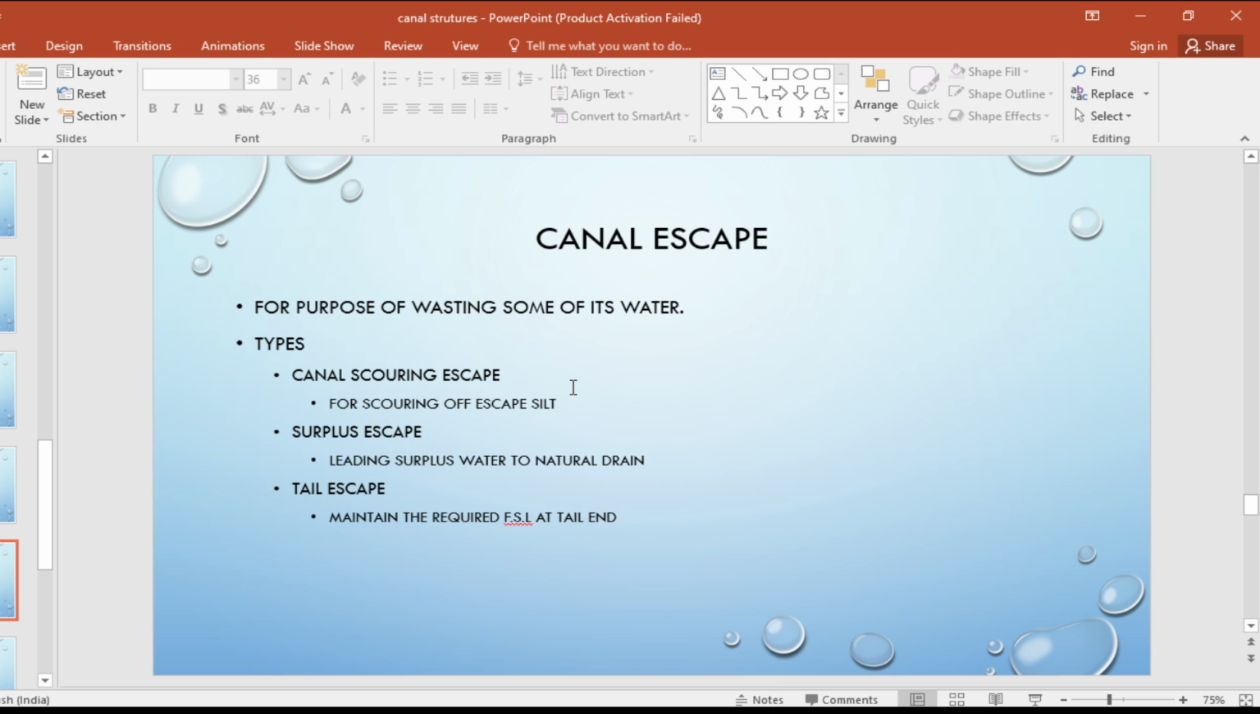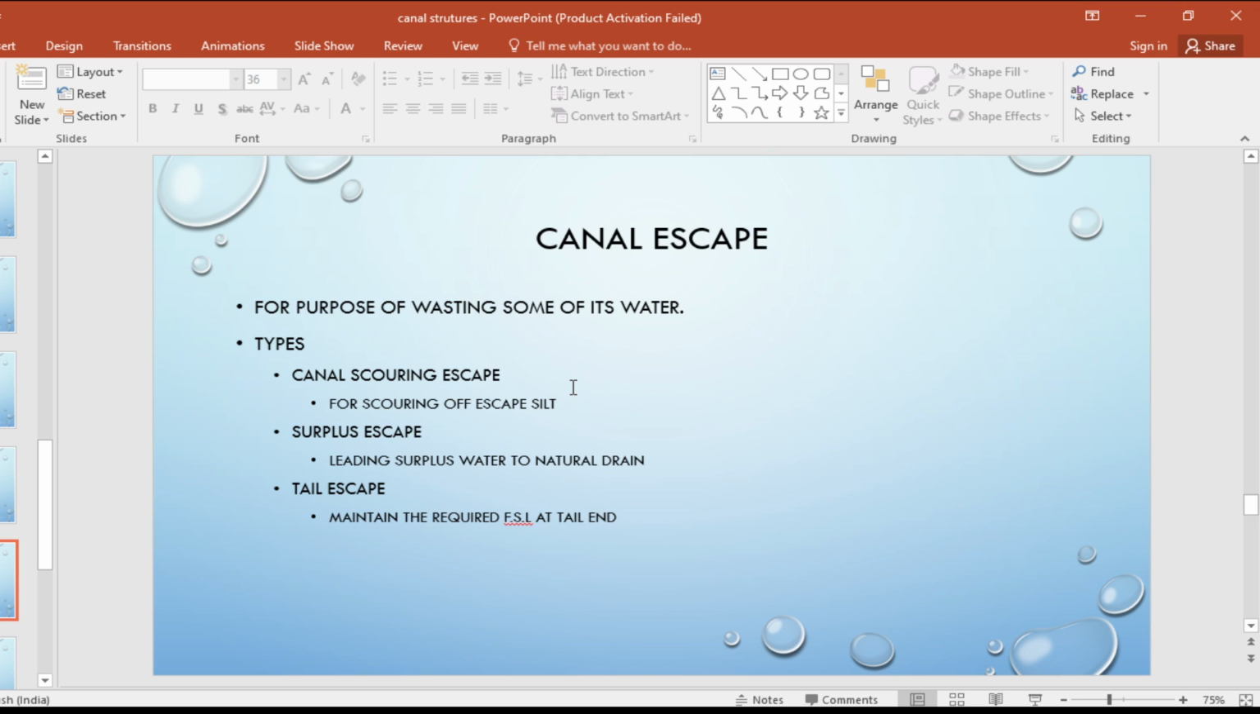A canal leading the surplus water to a natural drain is known as an escape channel. Meaning, whatever water we are going to escape from here, that wastage of water is directly supplied to the natural drain. That is not actually wastage, but it is supplied to your natural drain. That structure is called an escape channel.